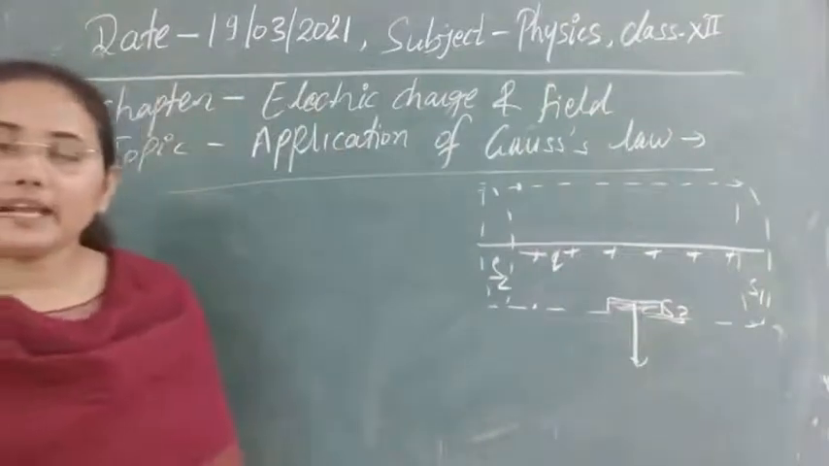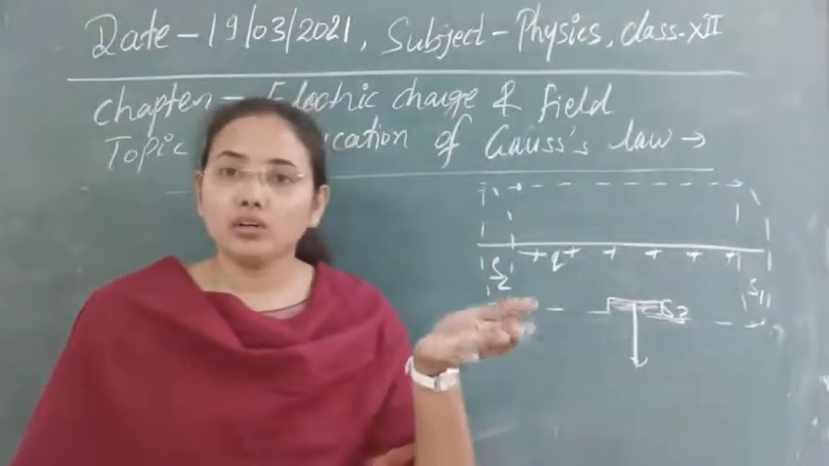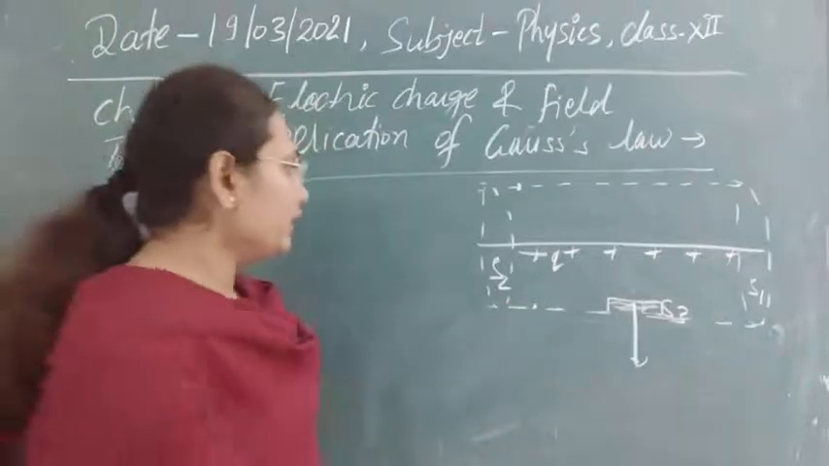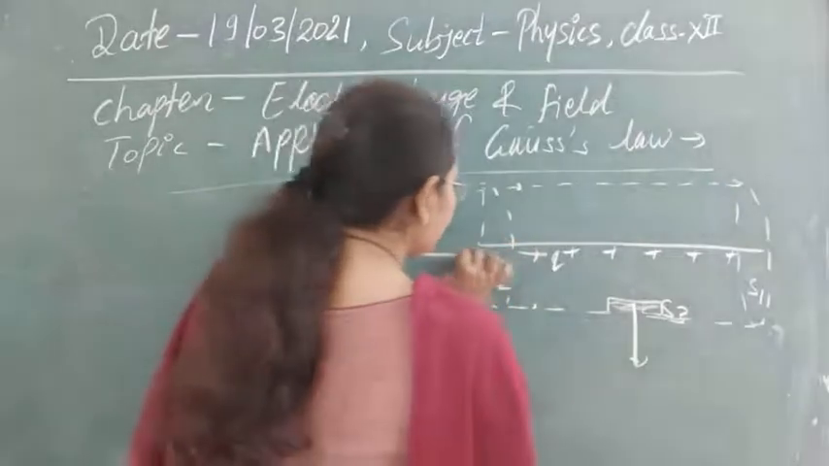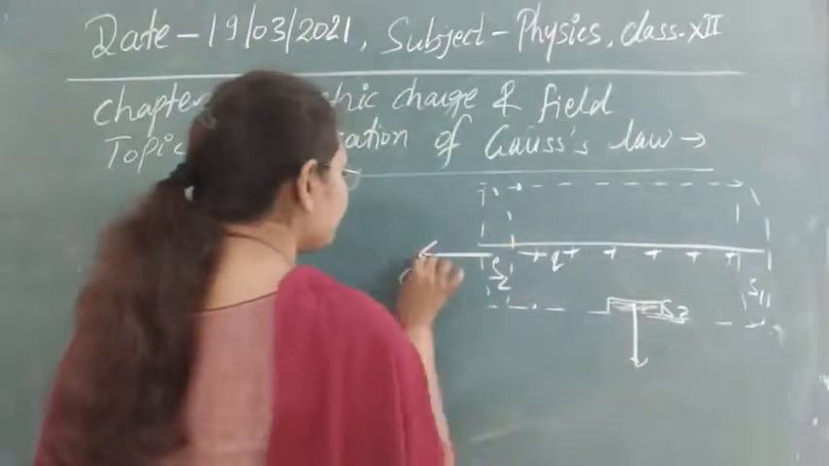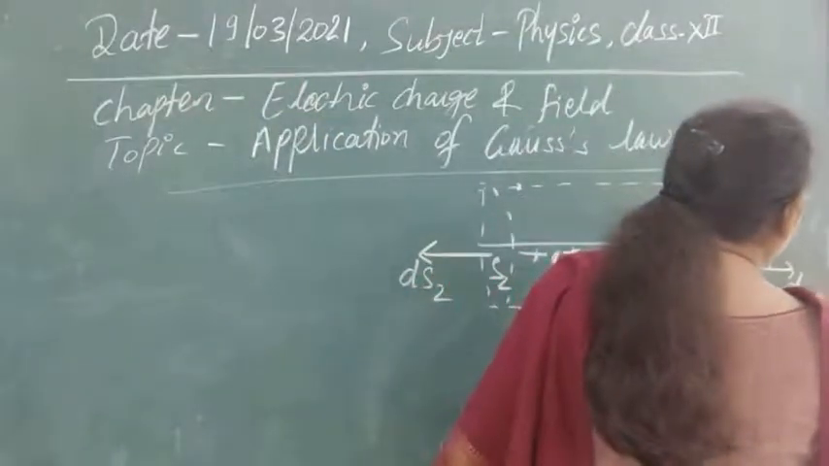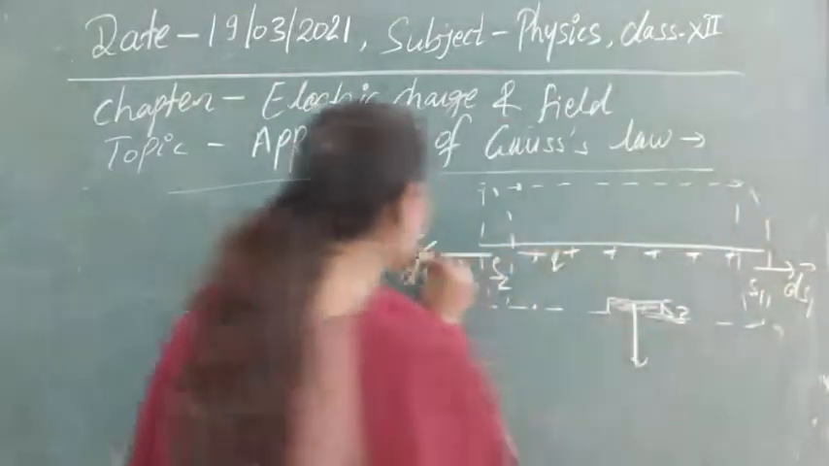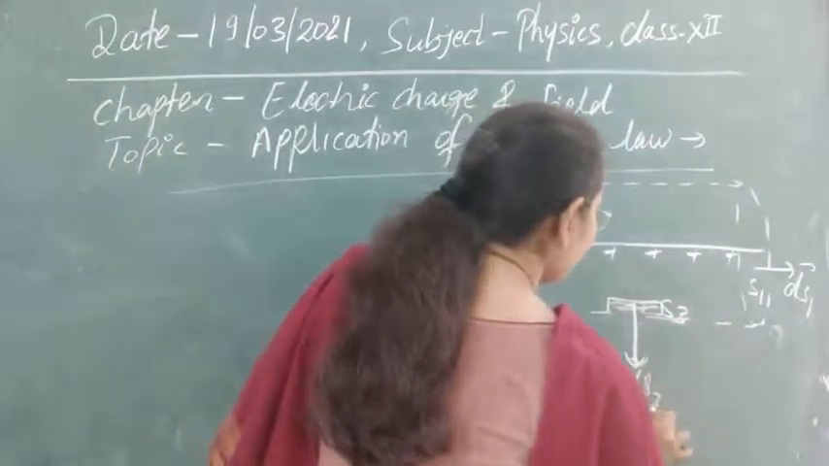Now we can draw the area vector. As I told you, the area vector is drawn normal to the planar area. So the area vector here will be in this direction, this is dS2, and this area vector in this direction is dS1. For the third surface it will be dS3.